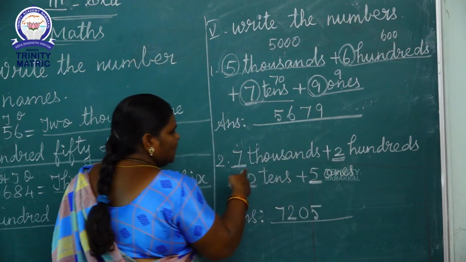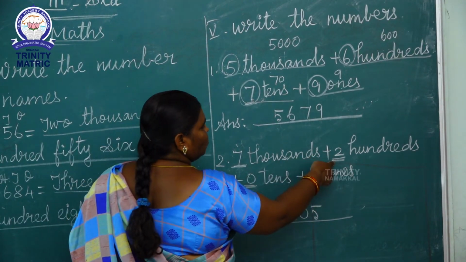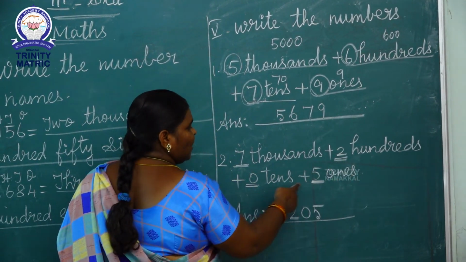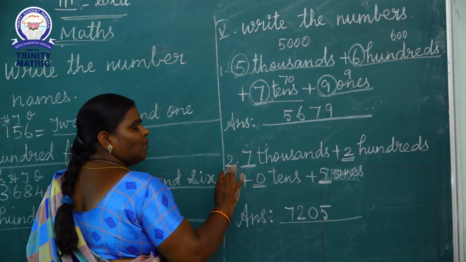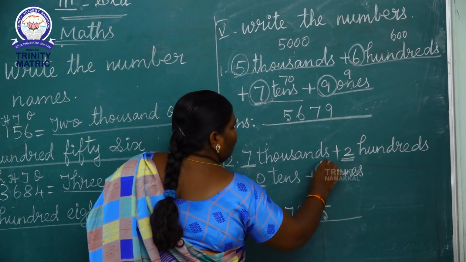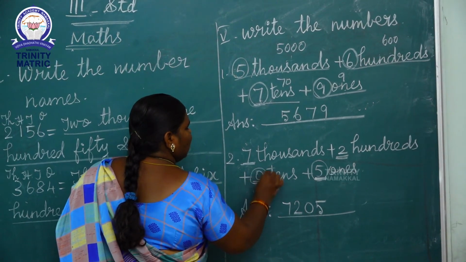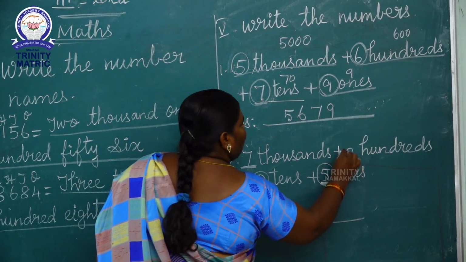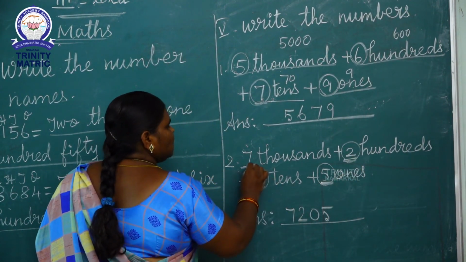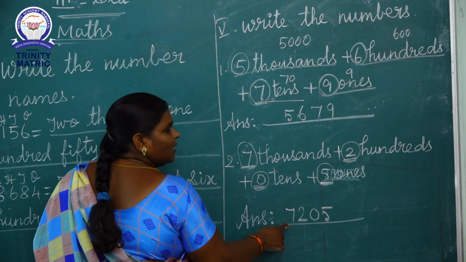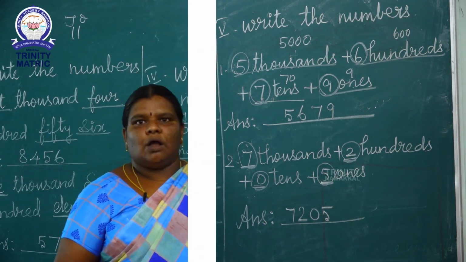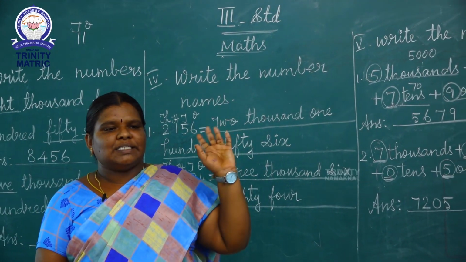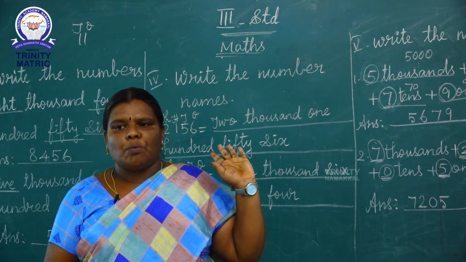The number is 5,679. Okay, see the next sum: 7,000 plus 200 plus 0 tens plus 5 ones. This sum is also given in order in place value. So 5 ones, you write 5. 0 tens, you write 0. 200, so you write 2. 7,000, so you write 7. The number is 7,205.